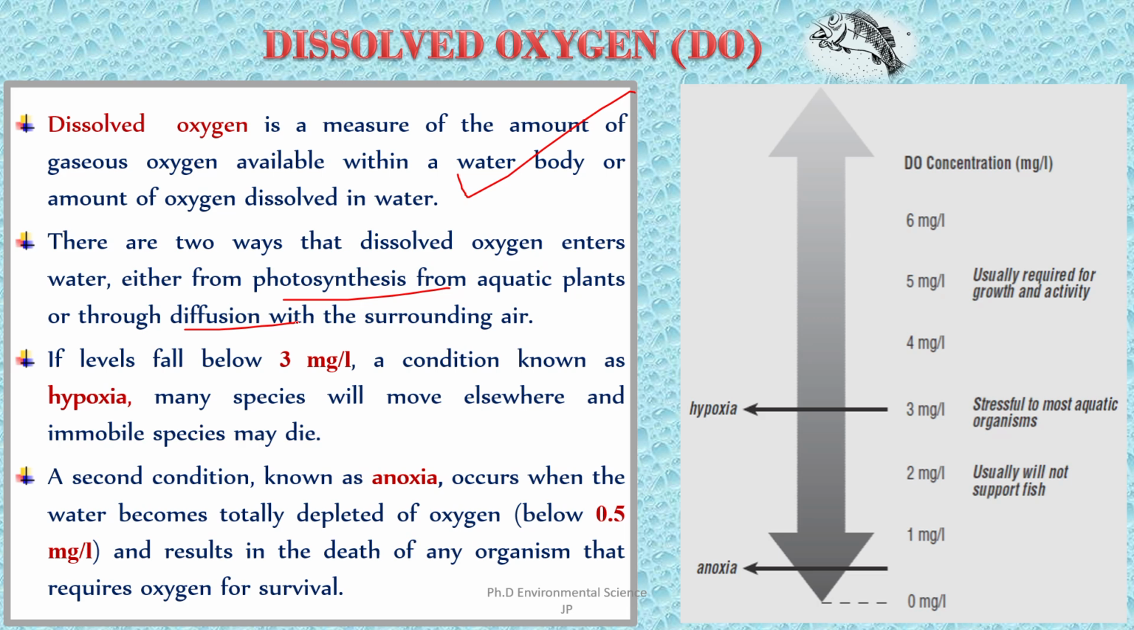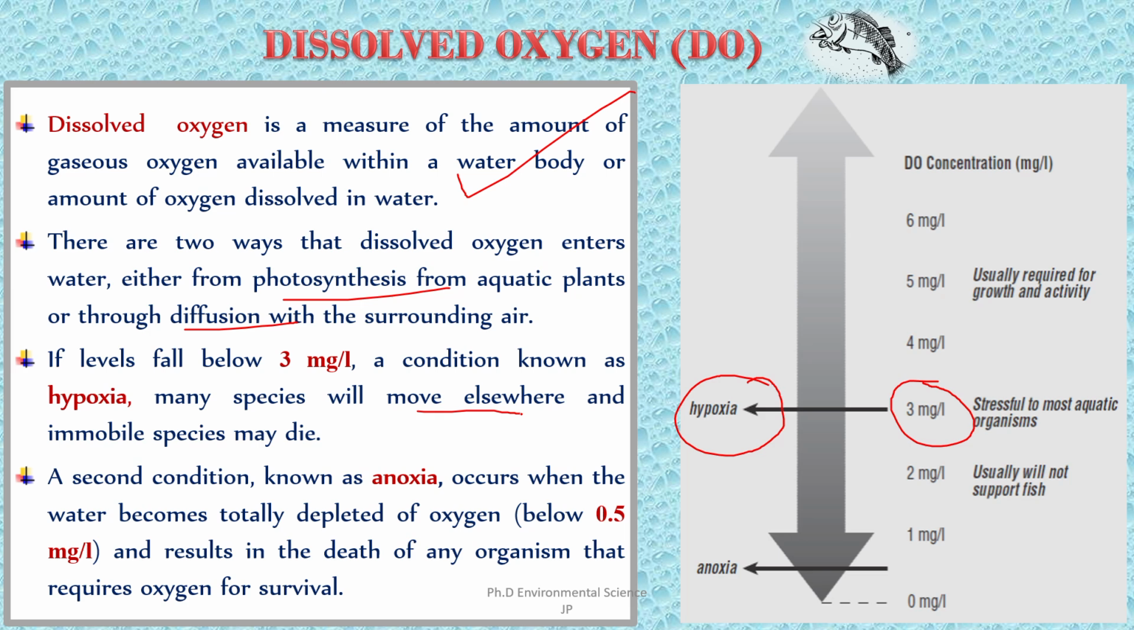Now, how does it impact aquatic life? When the dissolved oxygen level falls below 3 mg per liter, aquatic organisms may experience stress. Below this threshold, known as hypoxia, many species, especially those requiring higher oxygen levels, may move away or suffer physiological harm. They may move elsewhere, and the immobile species will eventually die.